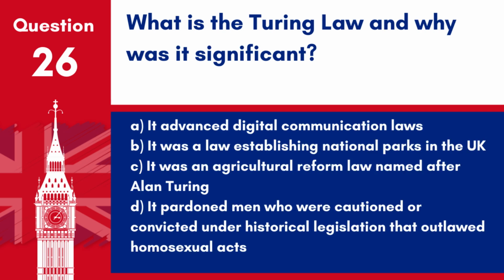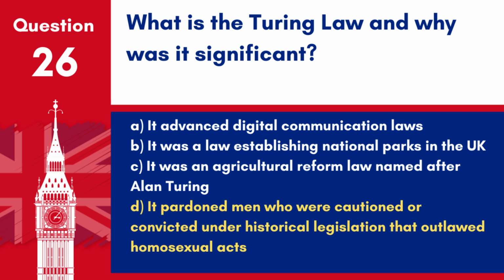Question 26. What is the Turing Law and why was it significant? A. It advanced digital communication laws. B. It was a law establishing national parks in the UK. C. It was an agricultural reform law named after Alan Turing. D. It pardoned men who were cautioned or convicted under historical legislation that outlawed homosexual acts.